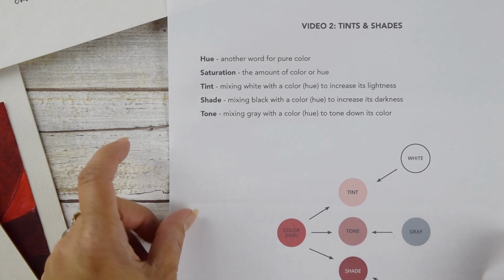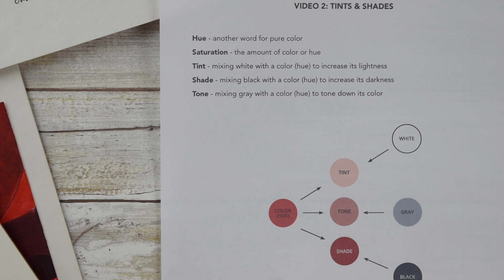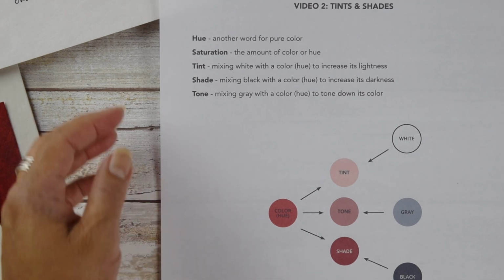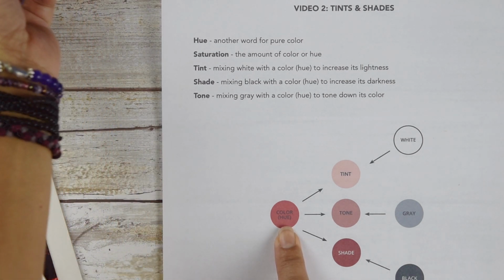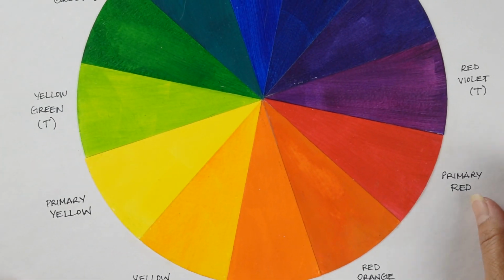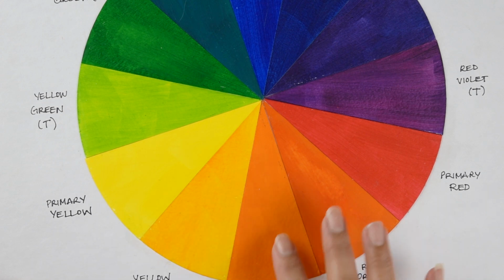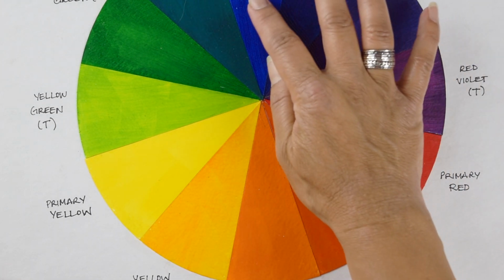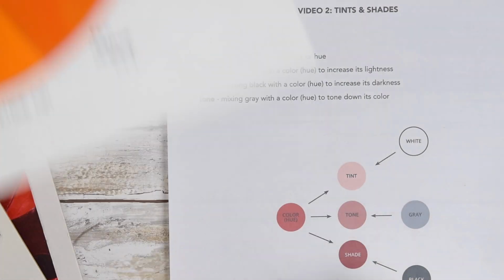You should have all this printed out. This is page 3, so you want to make sure you have this for this section. The first term I want to go over is hue. Hue is another term for color. If we were to go back to the color wheel, each one of these is its own separate hue. So orange is an orange hue, blue is a blue hue, yellow is a yellow hue. In other words, hue is color.